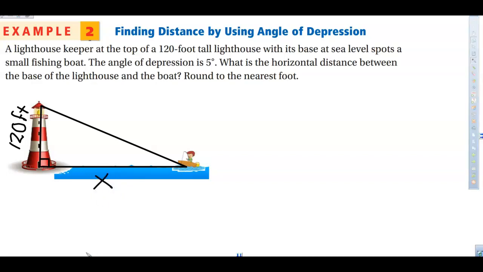So now the key here is, where do I put that angle of depression? The lighthouse keeper is standing up here, so the angle of depression is going to originate from the top of the triangle. But remember that an angle of depression always starts from a horizontal line, which we don't have. So we're going to sketch in a horizontal line. This right here is that 5-degree angle.